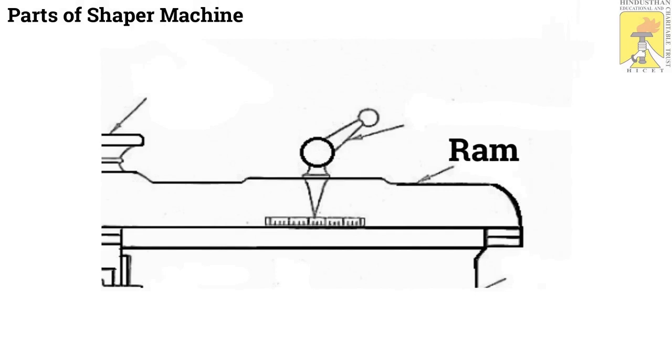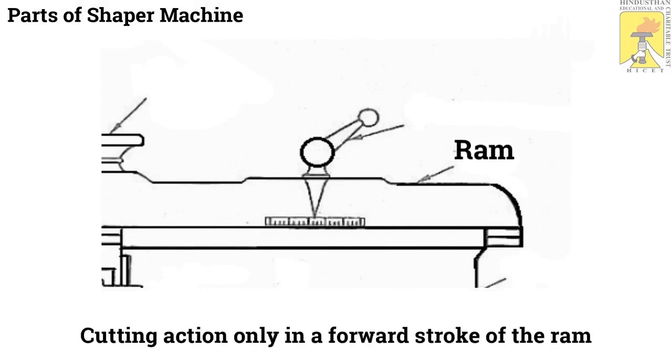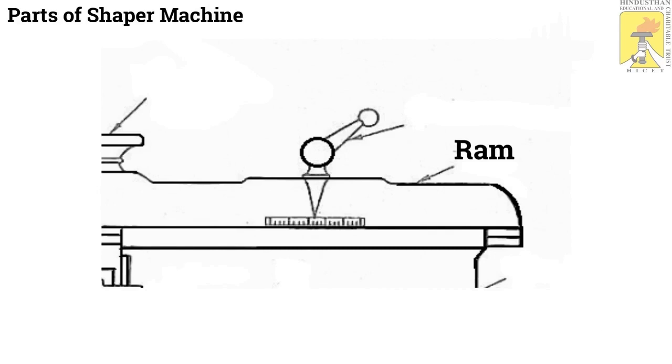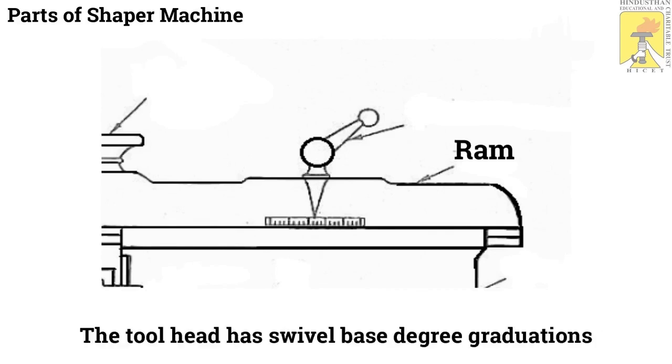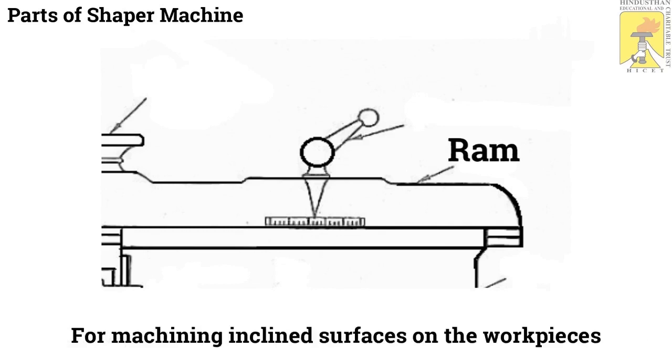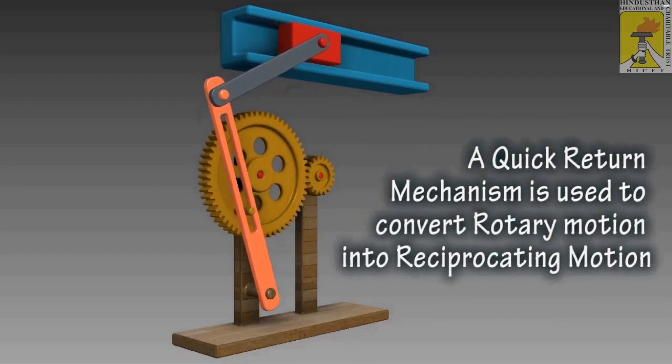The ram is a heavy casting material. It holds the overall vibration of the cutting stroke. The cutting action happens only in the forward stroke of the ram. The sliding movement of the tool in the reverse stroke is an idle stroke. The tool head has a swivel base with degree graduation, fixed in front of the ram. The swivel base is used for machining inclined surfaces on workpieces.